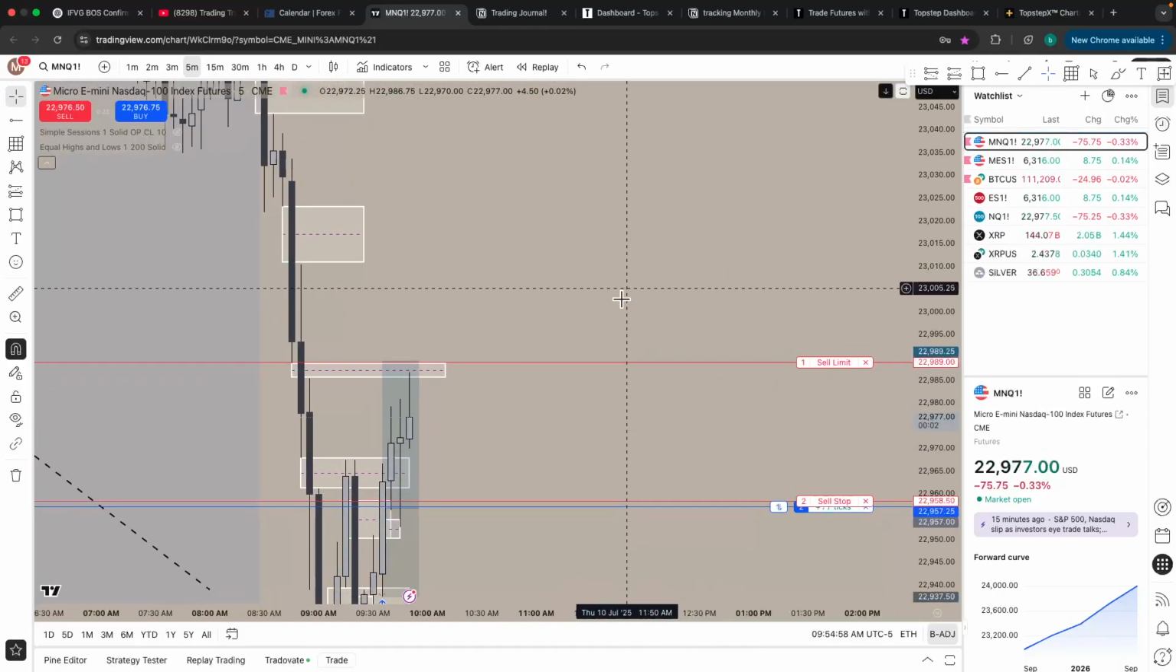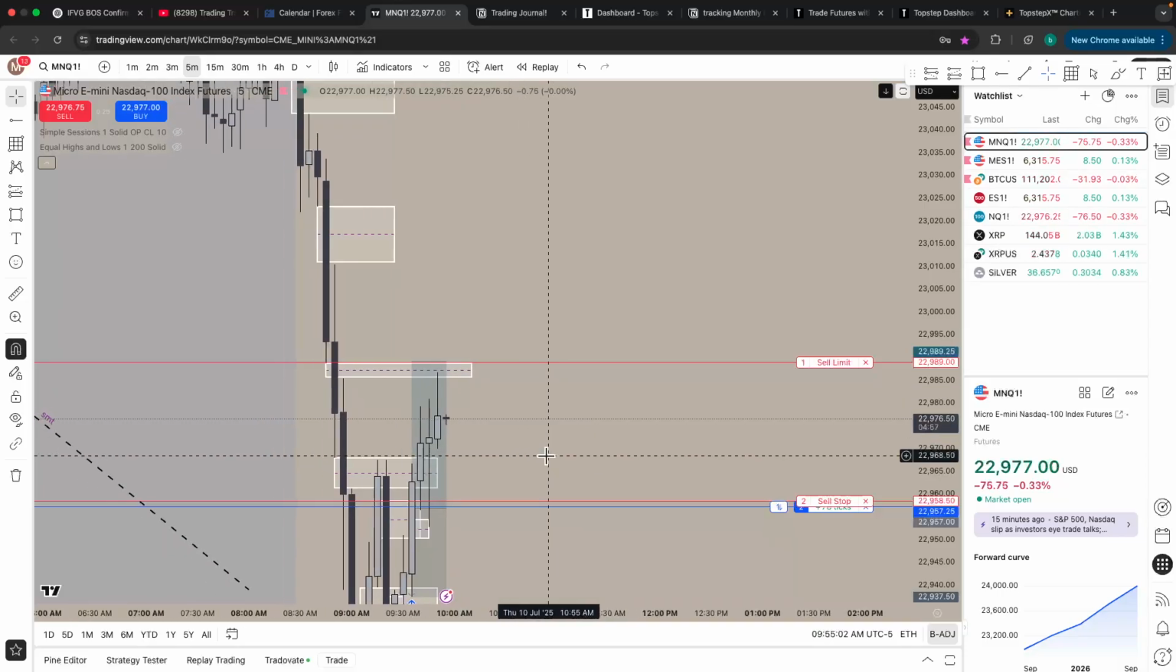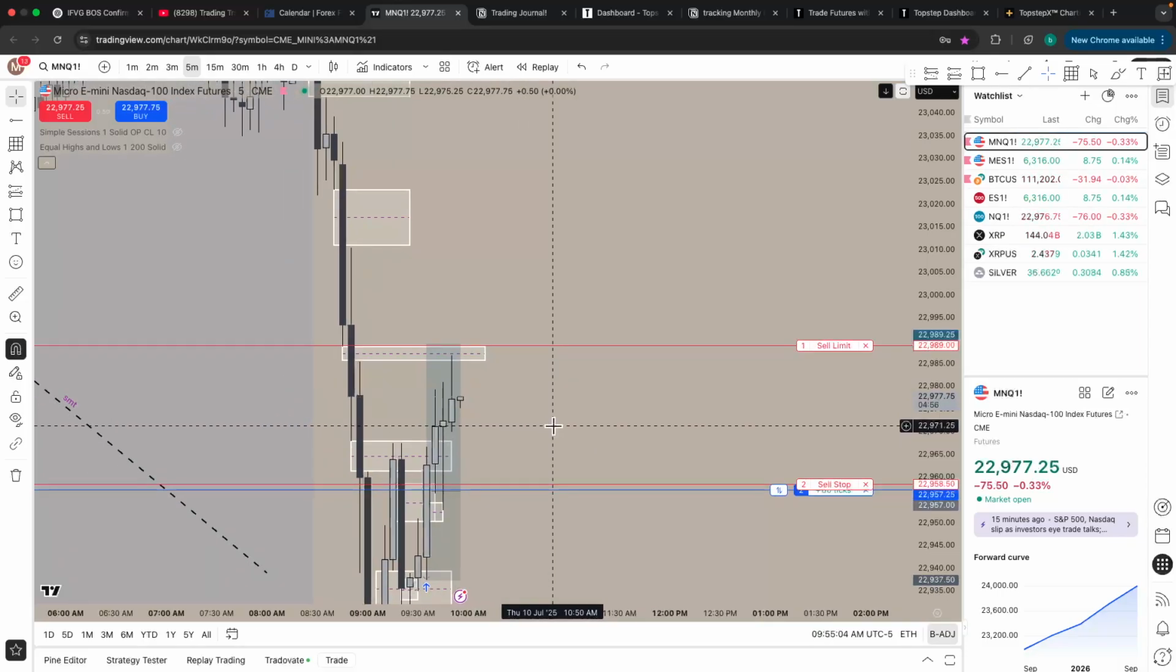Yep, and here we go. We got the close. And here comes the down candle. Yep. Well, like I said, we could inverse it still. All I know is we're respecting the fair value gap right now. I'd like to see it disrespect the fuck out of it.